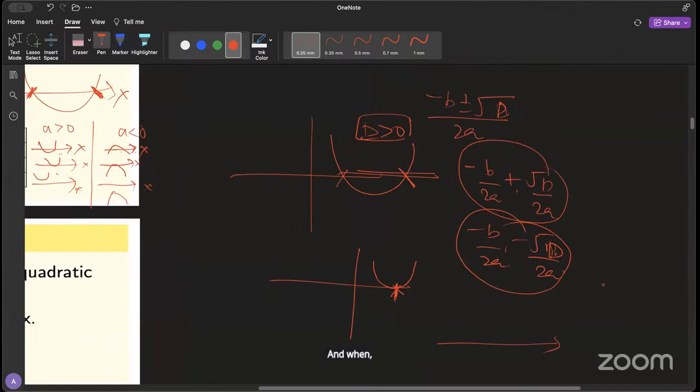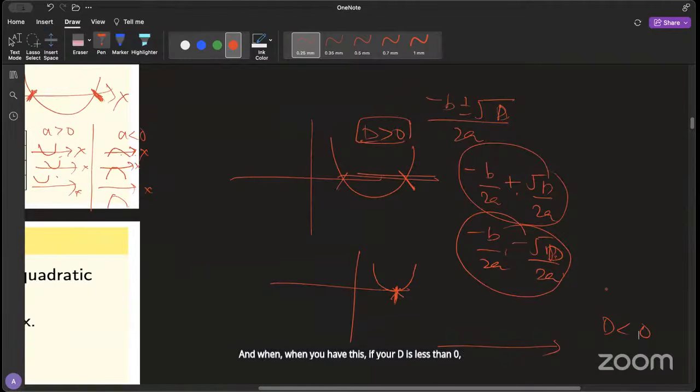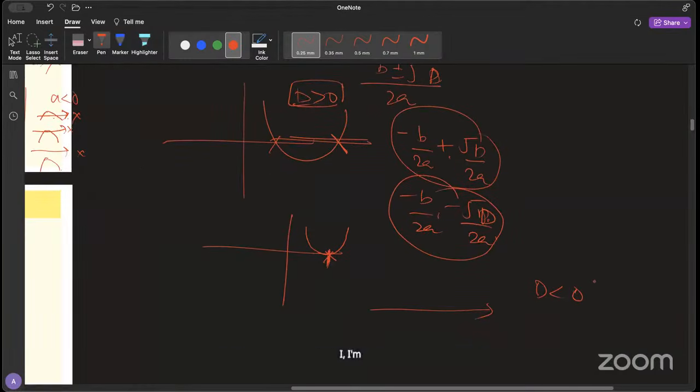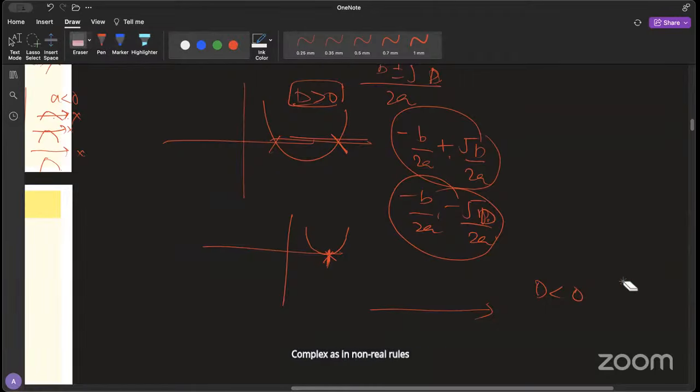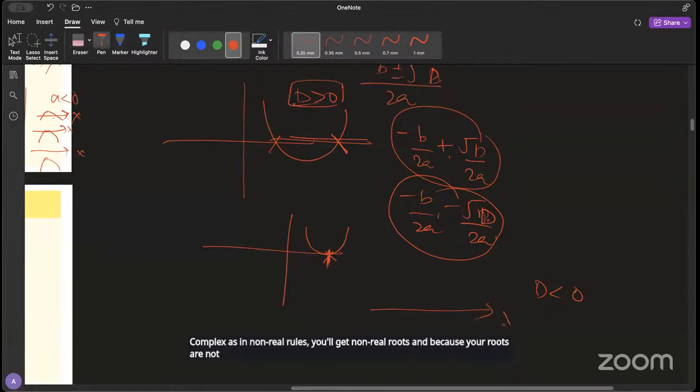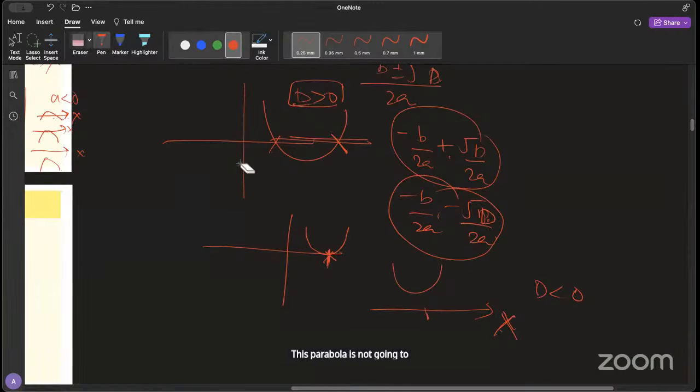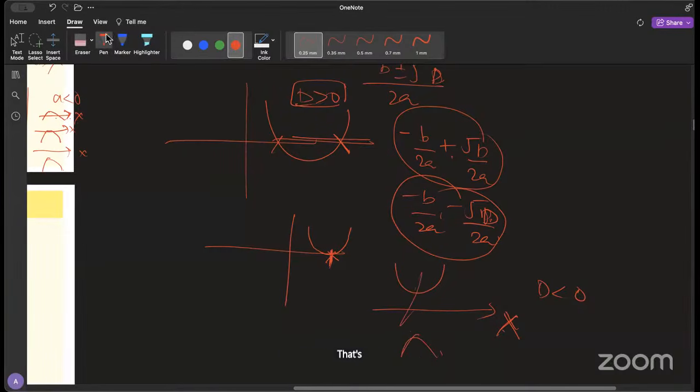And if your d is less than 0, I'm not sure if you guys have done complex numbers and all, but then your roots will be complex. Complex as in non-real roots. Because your roots are not real and the x-axis is the real axis, you cannot plot your roots here. That means this parabola is not going to touch your x-axis because it has no real roots. So it's either like this or it's here. Yes, ma'am, I understand. Down the x-axis or up the x-axis. That's it. Okay.